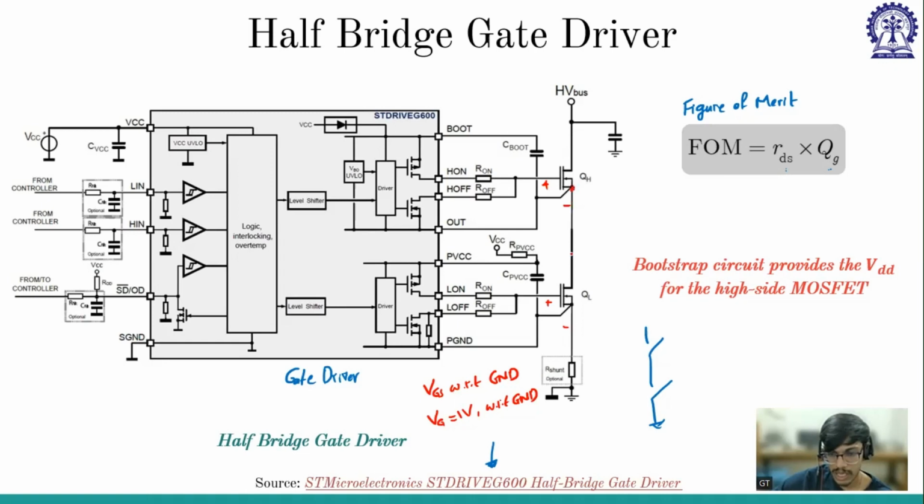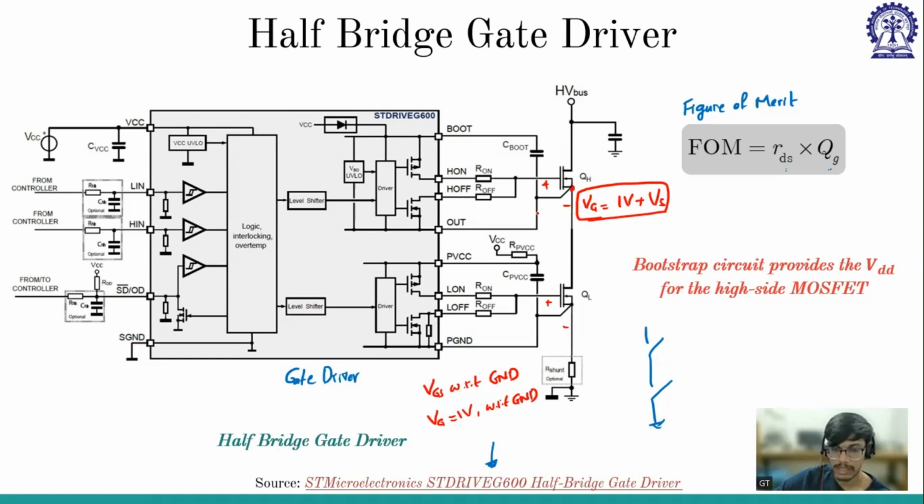This source is some value, which is not ground. Whenever this high side is on and low side is off, it has some voltage, right? Say V0 or slightly greater than V0. Now my VG should be that 1 volt plus this VS, so my gate voltage should be higher than this VS.